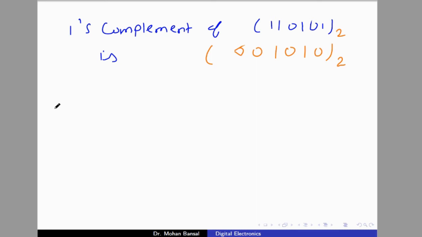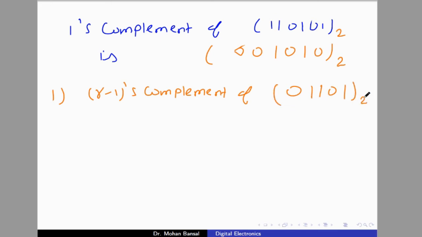Basically the r minus 1's complement is called the diminished complement. Here we look at one more example. Find the r minus 1's complement of 01101. Here we have to compute the ones complement of this number 01101. So the ones complement will be 10010. We just need to replace 0 with 1 and 1 with 0.